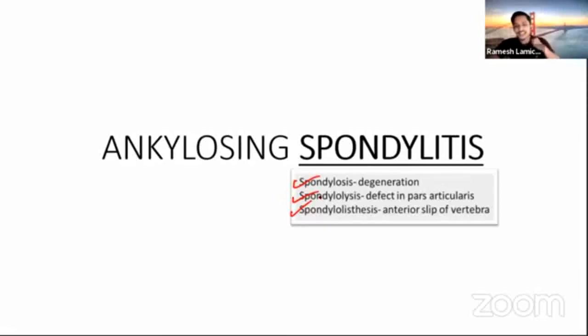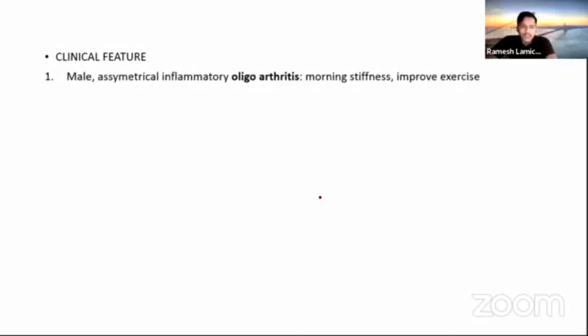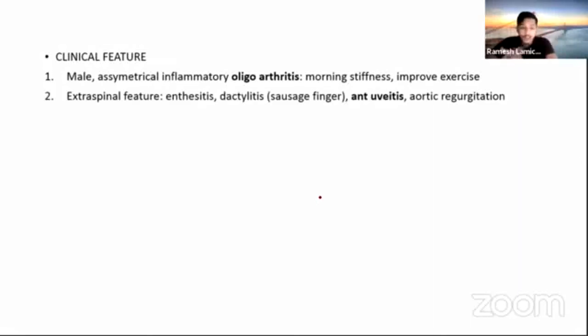Then another one is spondylolisthesis. Another one is a listhesis. There is an anterior slip of the vertebra. একটা vertebra উপরে আরেকটা vertebra slip হয়ে যায়, anterior slip হয়ে গেলে we call it spondylolisthesis. এখন আসো how the ankylosing spondylitis presents. Like it usually presents as oligoarthritis in young male patients. There is a morning stiffness and that improves on exercise, like the inflammatory arthritis features.